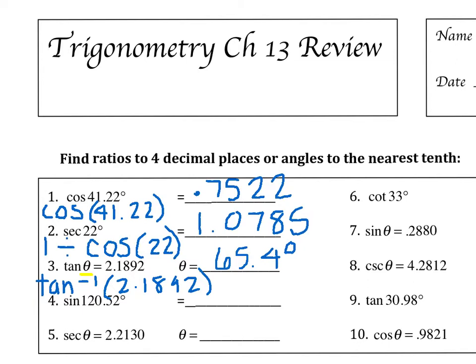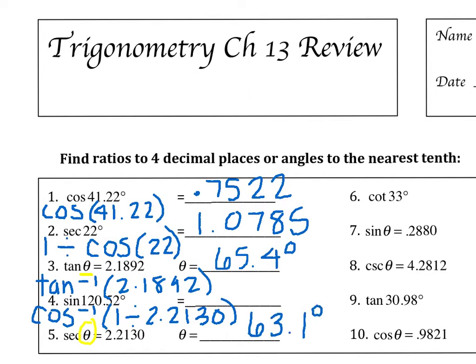The last problem I'm going to do here is number 5, which is secant of theta equals 2.2130. Once again, this is a problem where we are trying to find an angle, but this time it's a trig function that is not on our calculator. So we need to think back, what is the reciprocal of secant, and we know that it is cosine. So we know we need to use cosine inverse. Whenever we're trying to find an angle, regardless of our trig function, we need to use the inverse button first. So I'm doing cosine inverse, 1 divided by 2.2130, and it gives us an answer of 63.1 degrees.